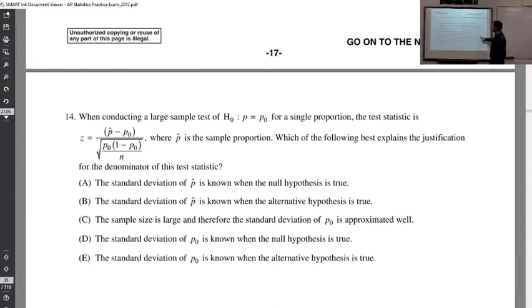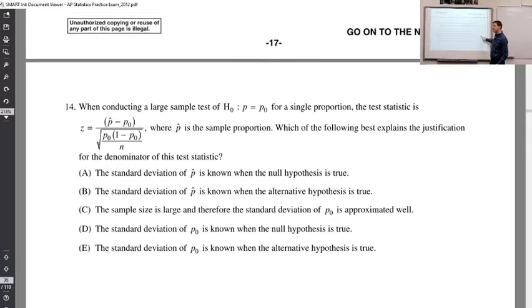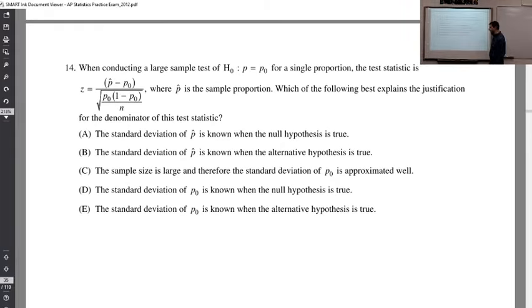14, they threw it out. They did not score it, so it did not affect the scoring when I scored your multiple choice. 15.